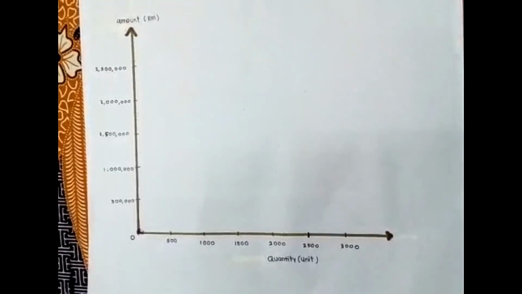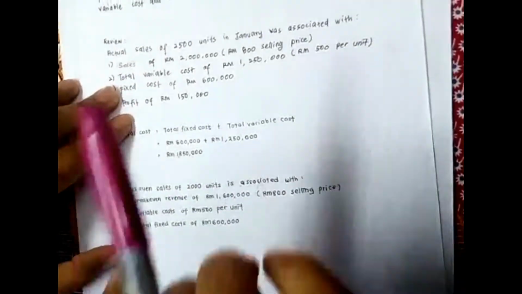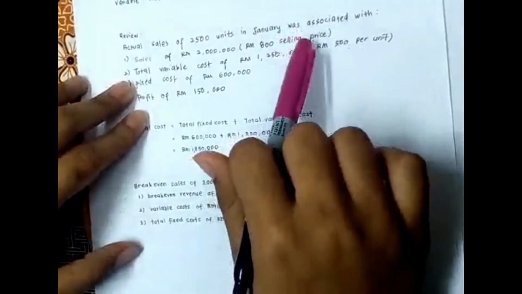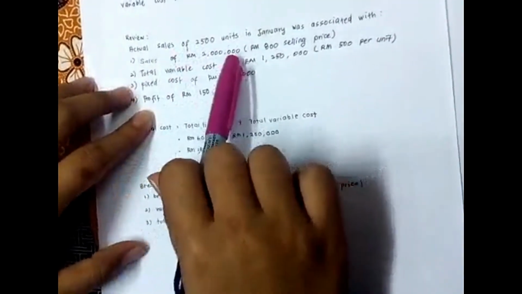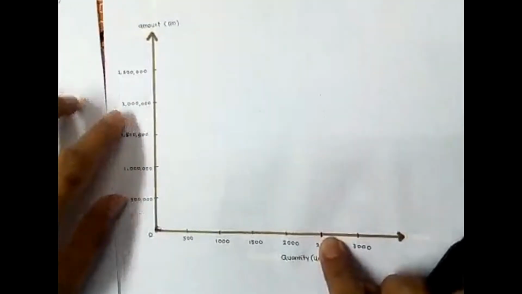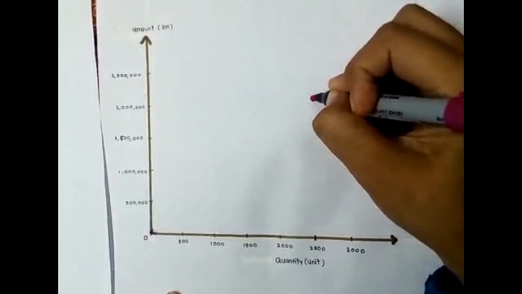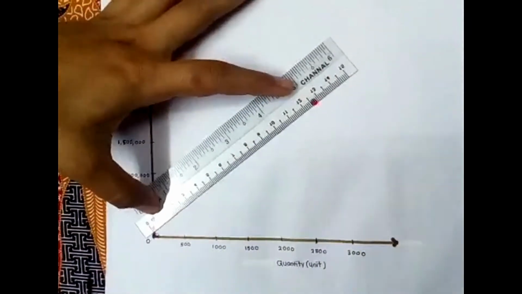So we will draw another point, which is actual sales. To get actual sales, we take the 2,500 units and multiply by RM 800 selling price per unit. So we will get 2 million. So when the unit is 2,500, the amount will be 2 million. So the point is here. Then we will draw a line using this ruler.